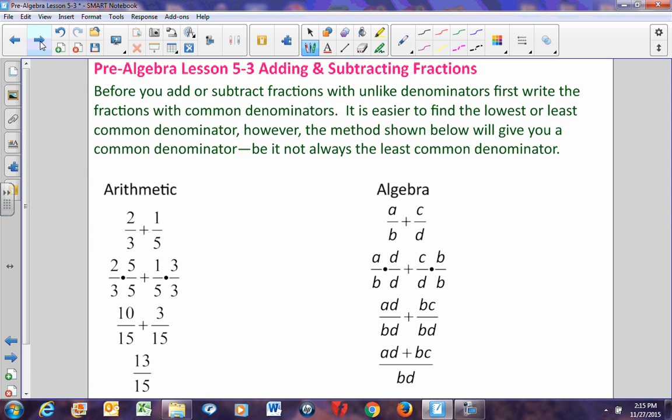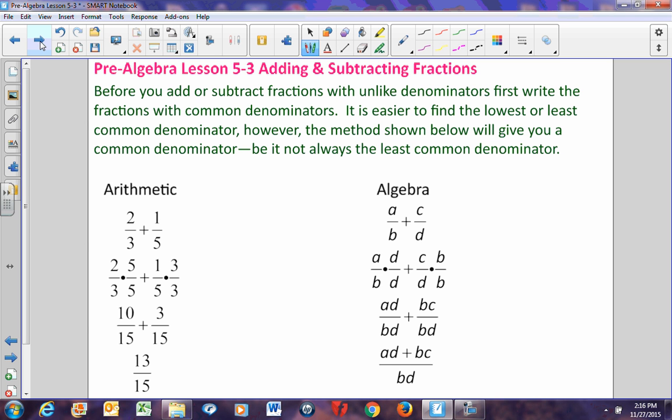Now, before you add or subtract fractions with unlike denominators, you first must write those fractions with a common denominator. It's easiest to find the lowest or least common denominator. However, the method below will give you a common denominator every single time. It just may not always be the lowest common denominator.